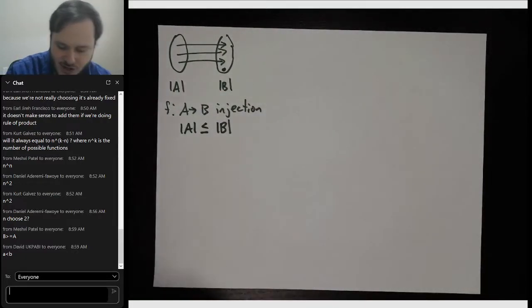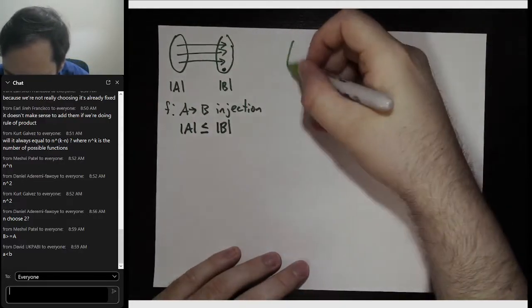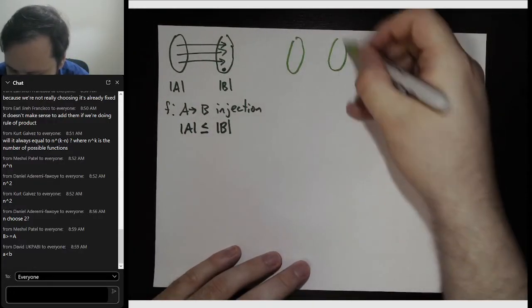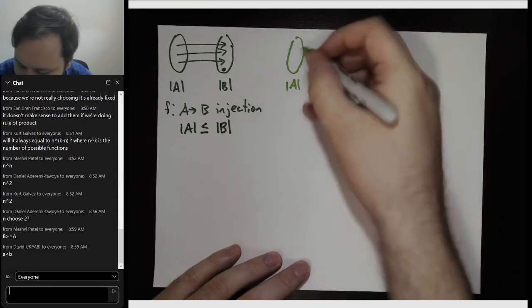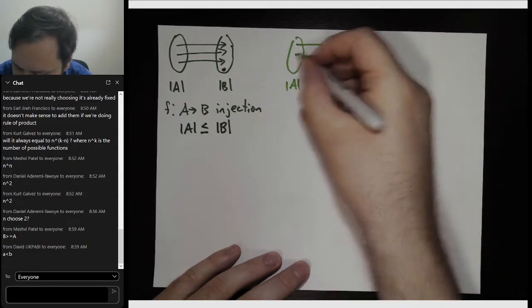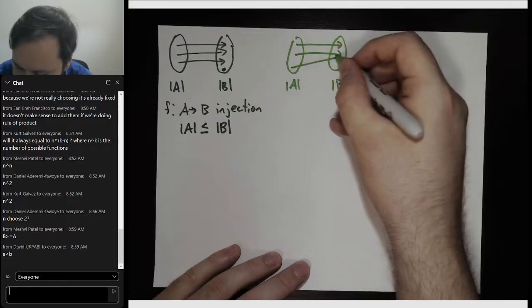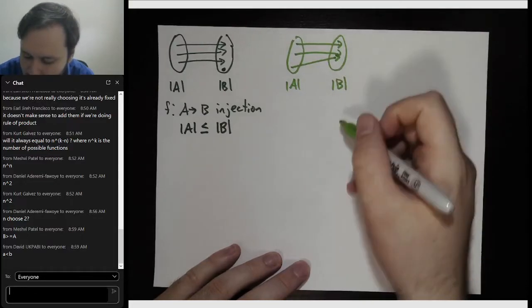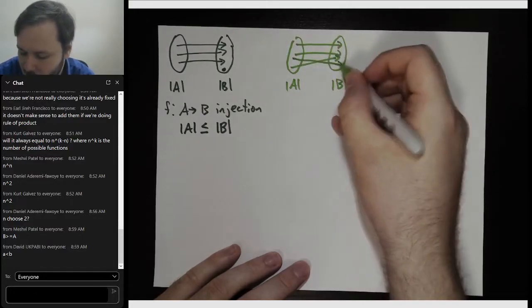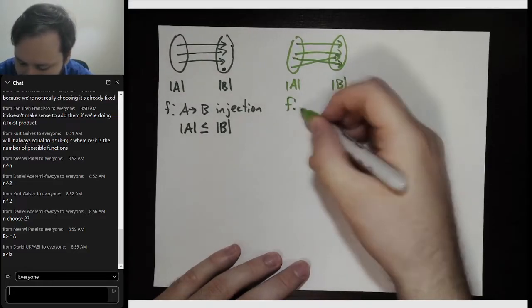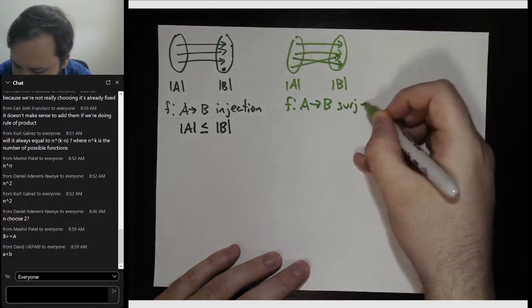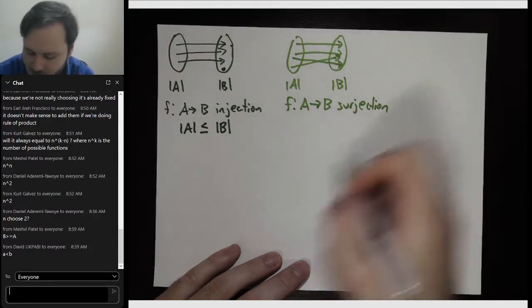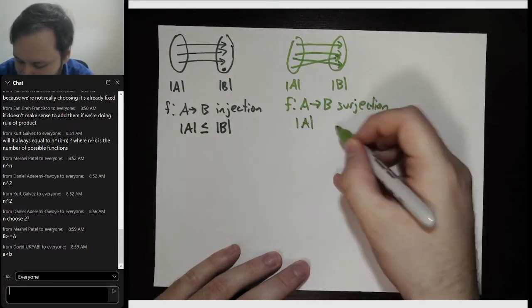Okay, and let's do the opposite as well. Let's do a surjection. If I have a function from A into B and I hit every value in B, sometimes more than once even, F from A to B is a surjection, then what can I say about size of A and size of B?